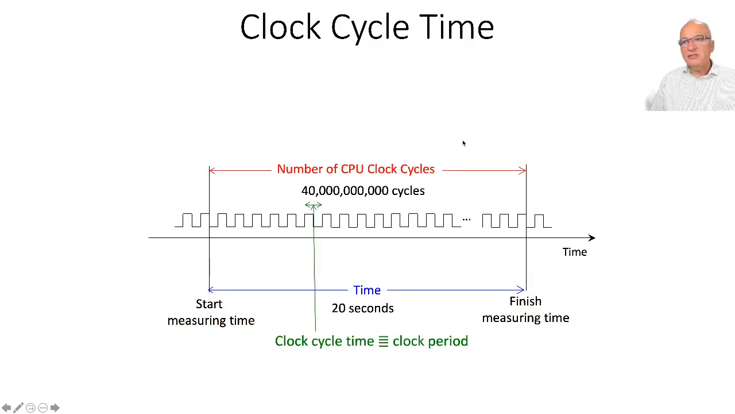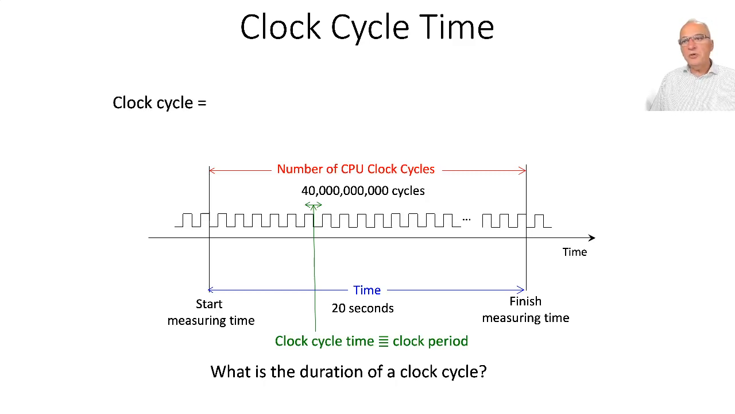Another question that I may ask is, what was the clock cycle time or the clock period? So how long did it take, given this measurement that I just did, where I measured 40 billion cycles in 20 seconds, I can now compute how much time did it take for me to have 2 of those consecutive transitions, either from high to low or from low to high, but I want 2 consecutive transitions in the same direction. So the question that I'm asking now is, what is the duration of a single clock cycle?